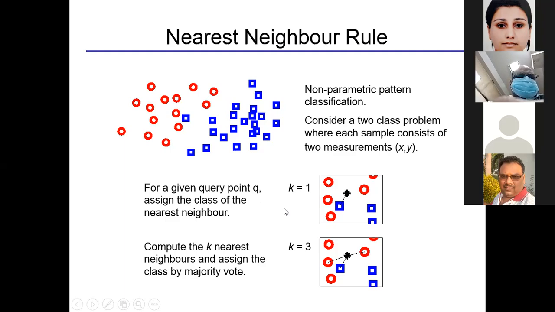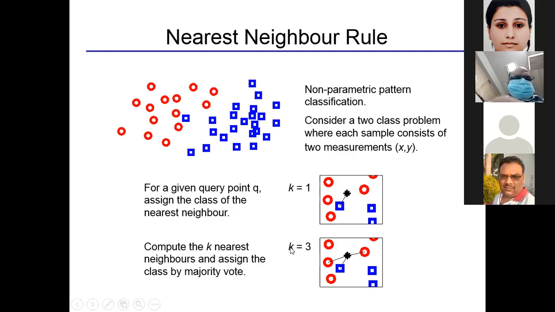Suppose you want to assign a class. We will assign only the class from the neighboring point. If k equals 1, you are considering only a single neighbor. This is a query point. The black star represents your query point, and you want to identify its class label. You just consider its single nearby neighbor. If you consider a single neighbor, we call it k equals 1, or the one nearest neighbor rule.